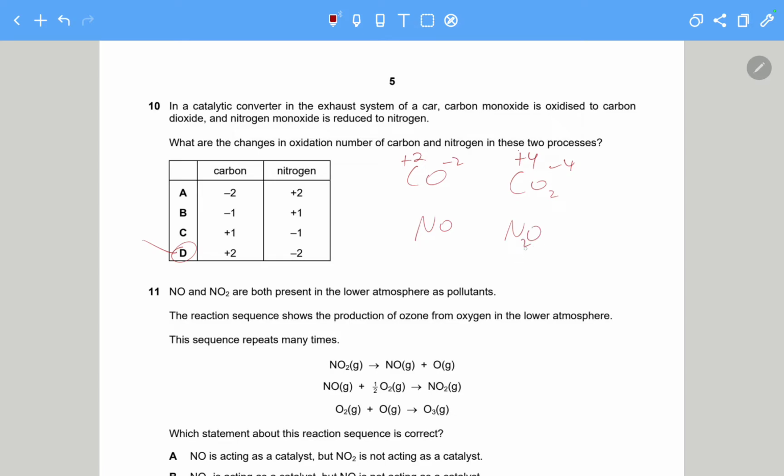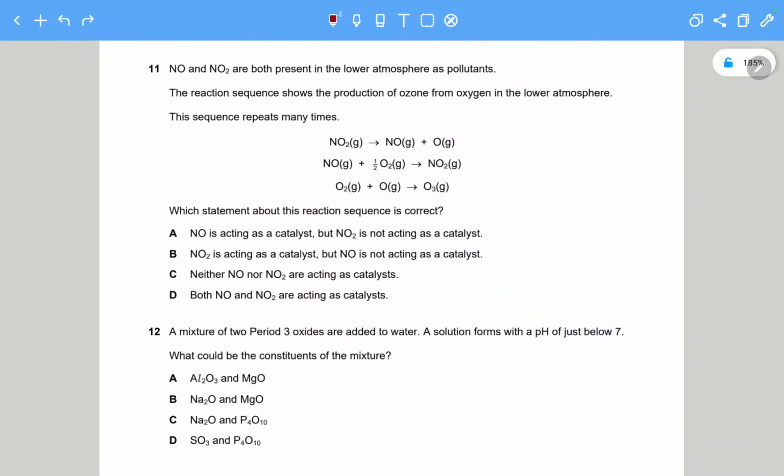So N2, it's not N2O, sorry, it's just N2. Oxygen has an oxidation state of -2 here, so nitrogen will have +2. And then molecular nitrogen, it's an element, so the oxidation state is 0. Therefore the oxidation state decreases by 2, because +2 to 0 is -2, which is present in D. So that means we chose the correct option.